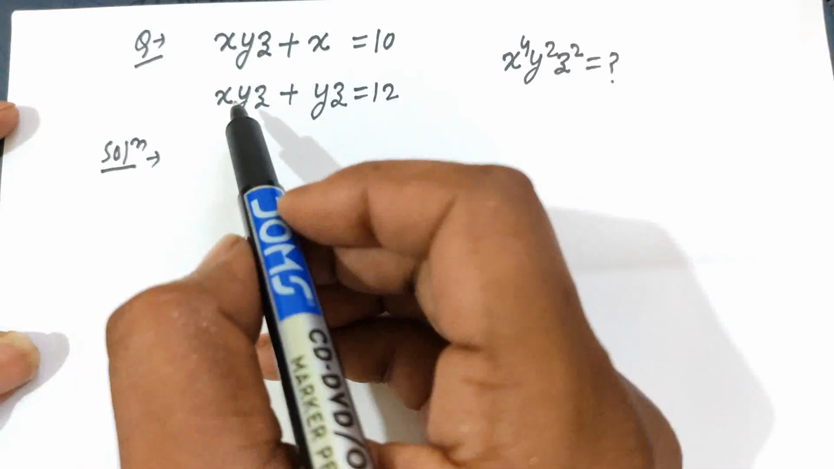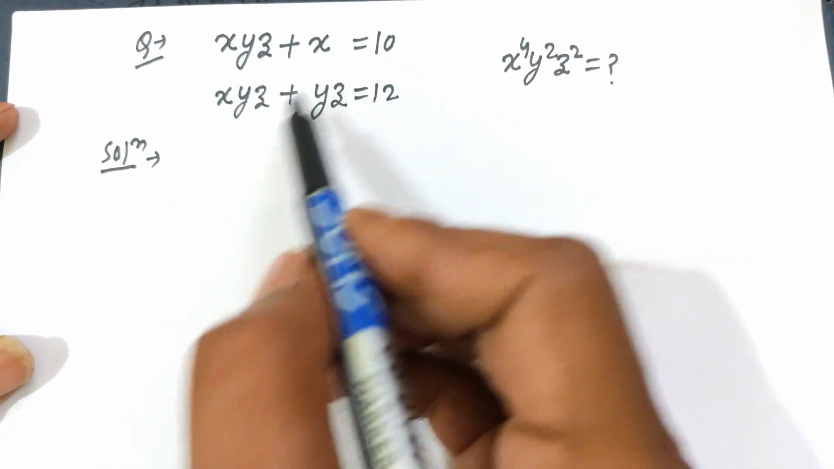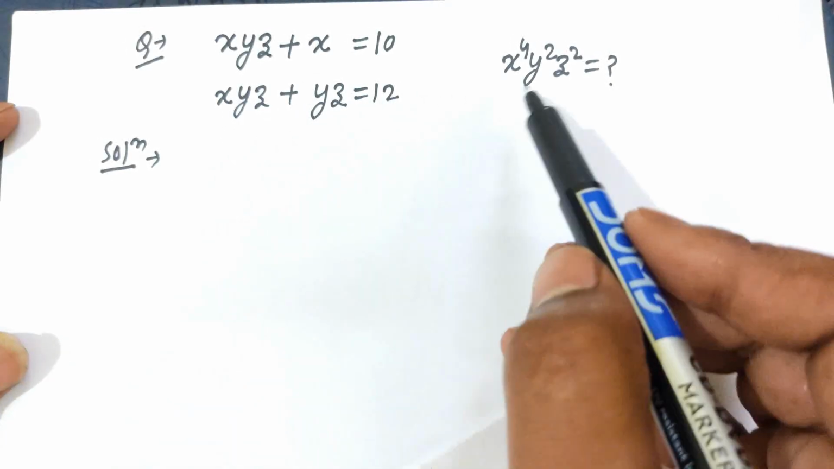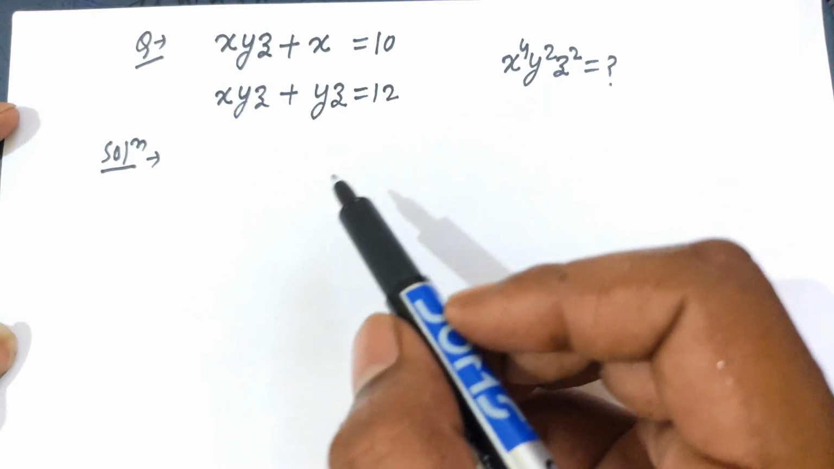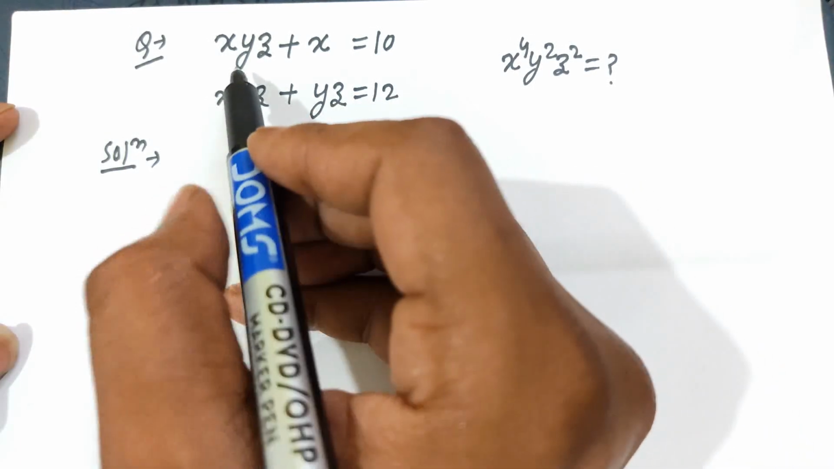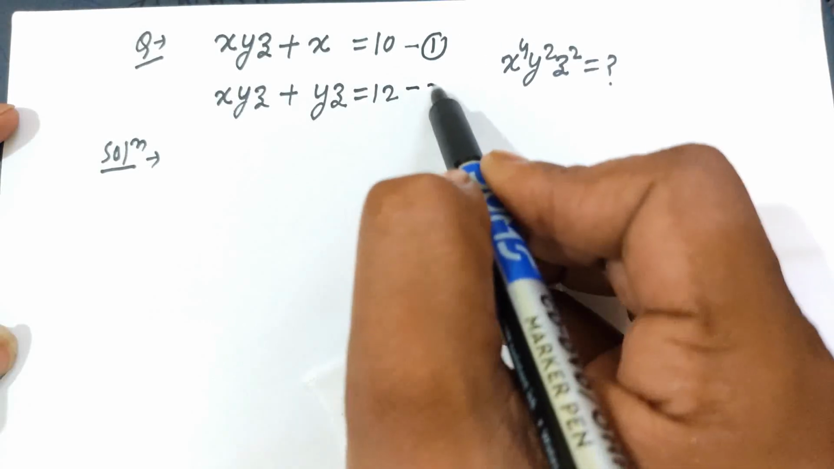हेलो स्टूडेंट्स, तो आज का हमारा क्वेश्चन है x times y times z plus x is equal to 10 and x times y times z plus y times z is equal to 12, and here we will find out the value of x^4 times y^2 times z^2. तो देखिए स्टूडेंट्स, इस वाली प्रॉब्लम को हम किस प्रकार से सॉल्व करेंगे। Here let's say this is equation first and this is equation second.